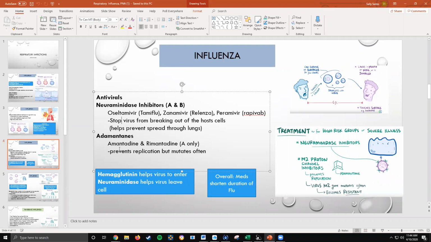And then we also have a category here, which includes amantadine and rimantadine. And these actually help prevent replication. However, these only work for influenza A.